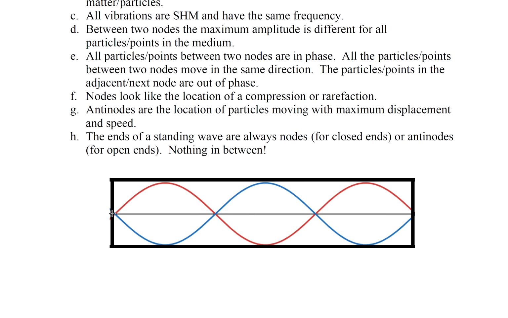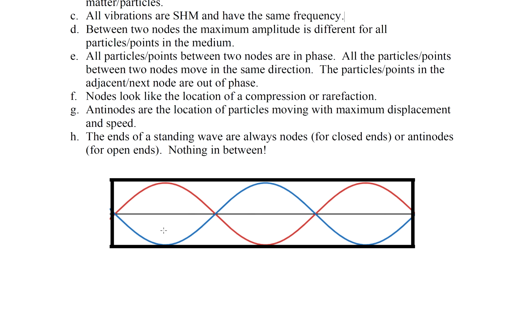So if you take a look at this half wavelength on the very left, in one moment all the particles move to the right. Then the next moment, they all move to the left. Then the next moment, they all move to the right. Then the next moment, they all move to the left. They don't move up and down, the particles.